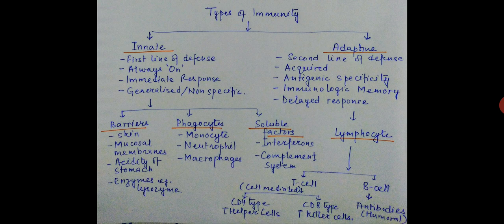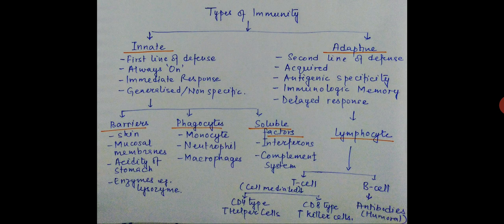Major components of adaptive immunity are lymphocytes. There are two major populations of lymphocytes: B lymphocytes and T lymphocytes. B lymphocytes produce specialized proteins called antibodies which eliminate the antigen by directly neutralizing them, while T lymphocytes are of two types: CD8 type and CD4 type.